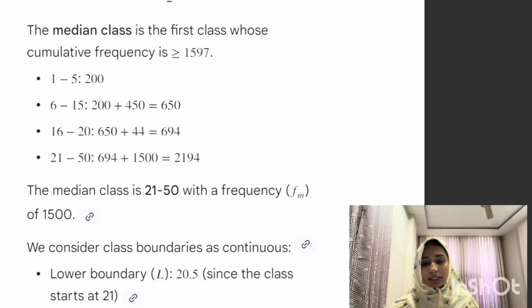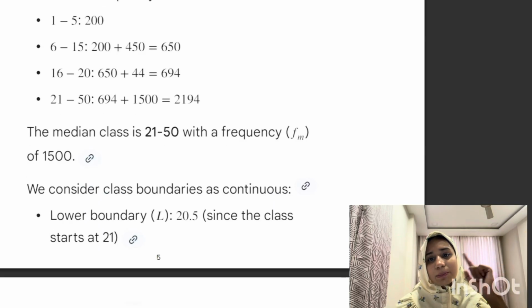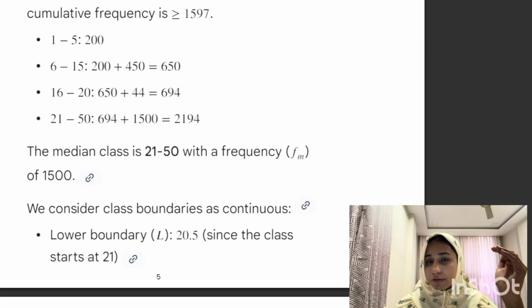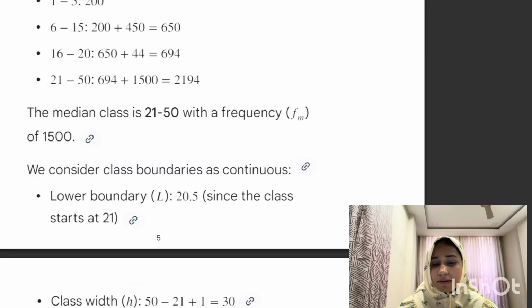So we are calculating it. Like 1 to 5 will be 200, 6 to 15 is 200 plus 450, where 450 is given for 6 to 15. So the above frequency will be added to it. Now 16 to 20 is 650, which occurred in the above calculation, added to 44, which is 694. Similarly, we'll perform the calculation, and for 21 to 50 the value will be 2194. So the median class selected is 21 to 50 with a frequency of 1500.